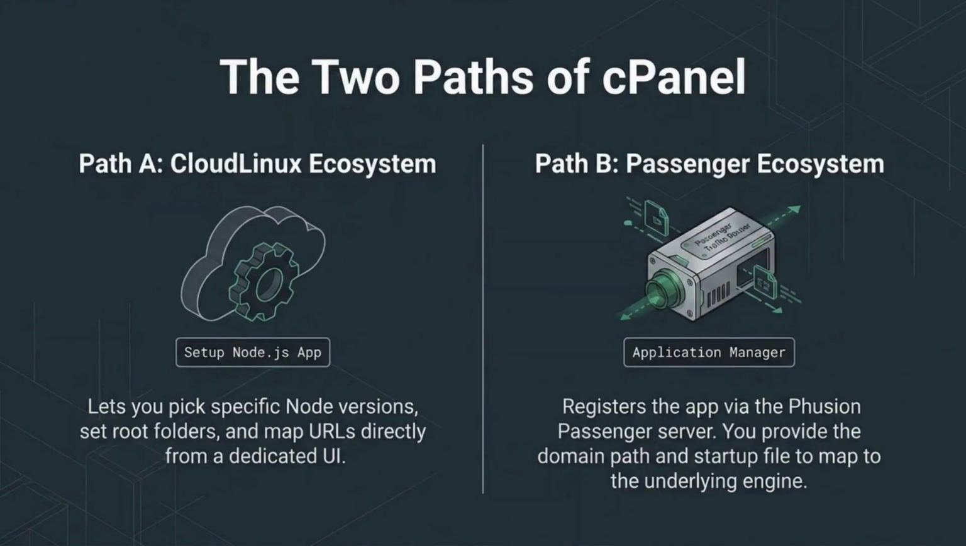You will generally encounter two paths in cPanel for this. Path A uses the CloudLinux ecosystem via a dedicated Setup Node.js App interface. Path B uses the built-in application manager to register your app with the Passenger server. Both achieve a brilliant result.